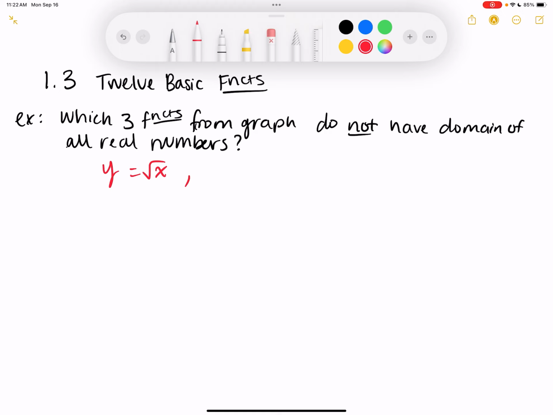Y equals ln of x. Yes. Y equals ln of x. There's one more. Yes. Y equals 1 over x. Because that one has a problem at 0, so it does not take on all real numbers.